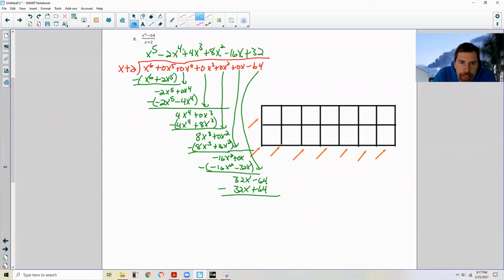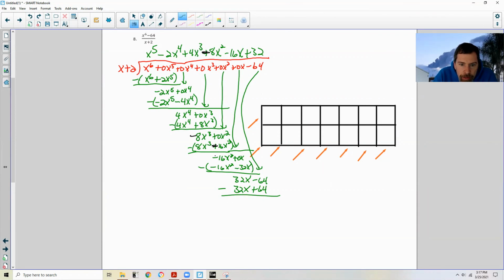Okay, I did some digging here. I'm going to use black to fix my error. See this 8x squared I brought down? 0 minus 8 is negative 8. Negative 8 minus 8 is 0. Okay, so this should be a negative 8. Negative 8x squared times x is negative 8x cubed. Negative 8x squared times 2 is a negative 16x squared.